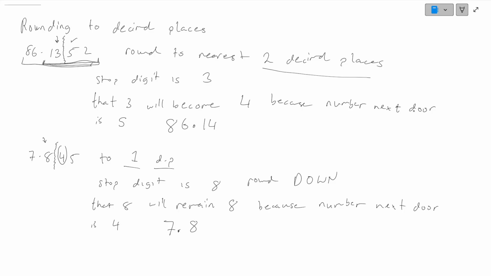So remember, when you're rounding up, you will increase that stop digit. When you're rounding down, that stop digit stays the same. What about when you are told to round off to the nearest significant figure?